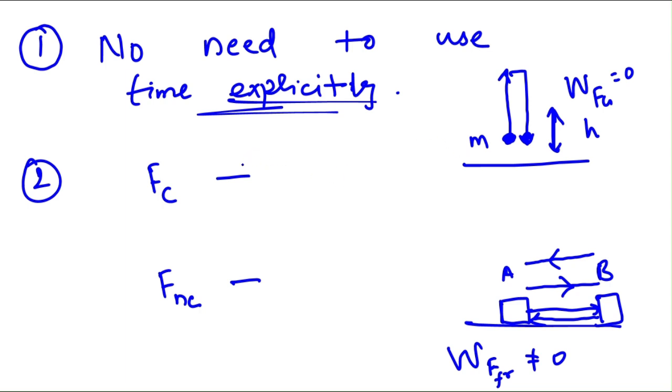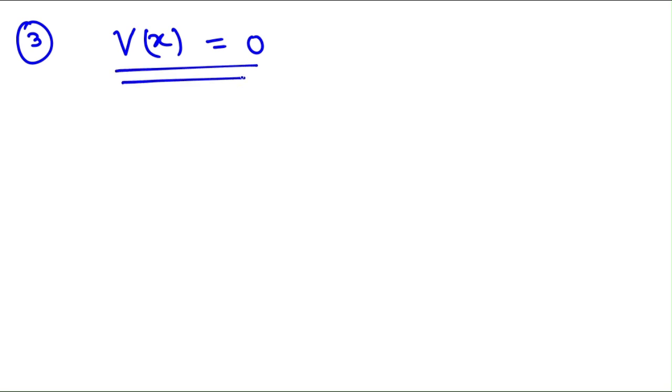Okay, moving to the next point. This is a very important concept here. Look, we are free to choose the reference of potential energy. You can choose anywhere the potential energy to be 0. And if that selection simplifies your problem, this is well and good. So accordingly, we used to choose.